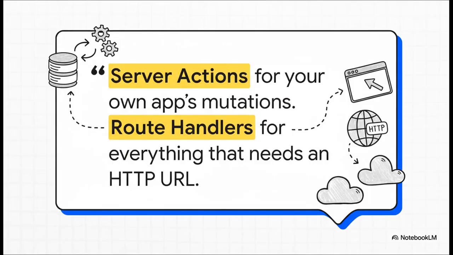So here it is. This is the golden rule you need to remember. Server actions are for your own app's mutations. Route handlers are for everything else that needs a public HTTP URL. That's it. That simple idea right there clarifies pretty much every situation you'll run into.